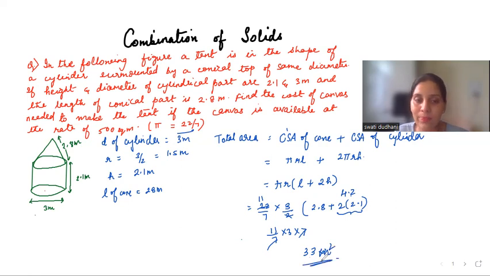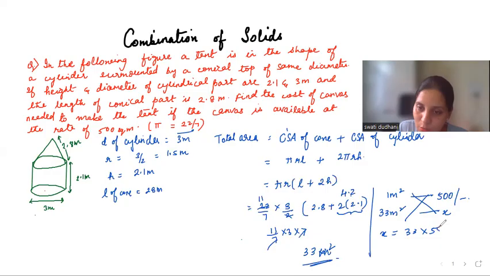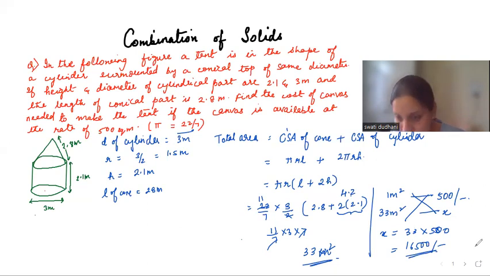This is the area. But what do we need to find? We need to find the cost. So it is given that per meter square, that means 1 meter square cost is 500 rupees. So if the area is 33 meters square, what is the cost of canvas? So now cross multiply. So x is equal to 33 into 500, which will give us 16,500 rupees. So this is the cost. I hope this is clear.